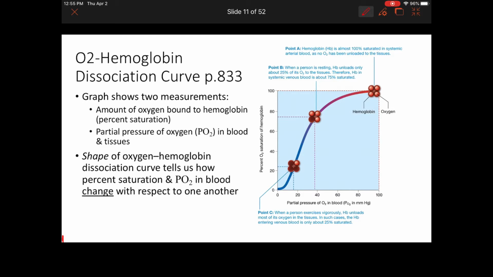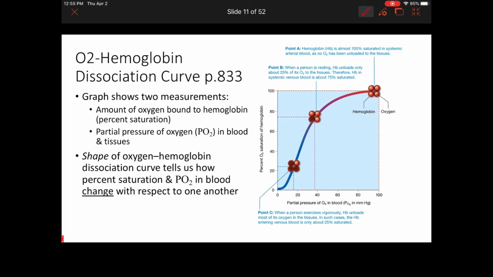Now, we learned about hemoglobin previously. Hemoglobin has 4 protein subunits. Each protein has a heme molecule as well as an iron atom. And it's the iron atom that helps to transport oxygen.